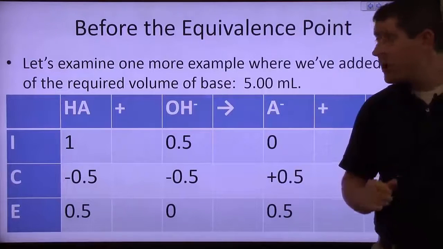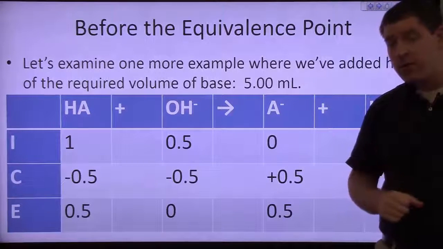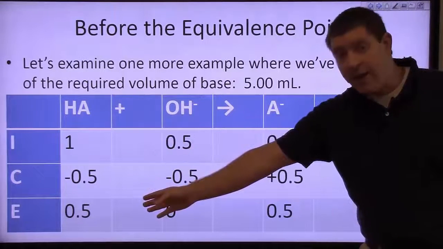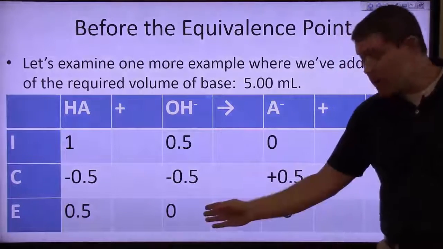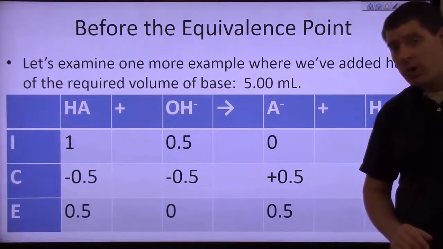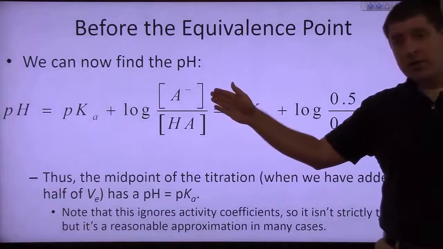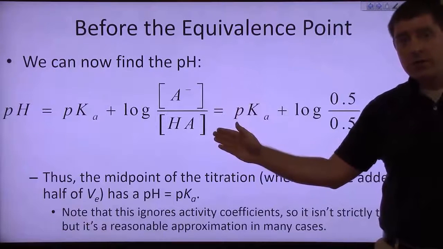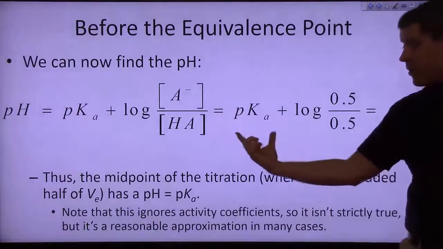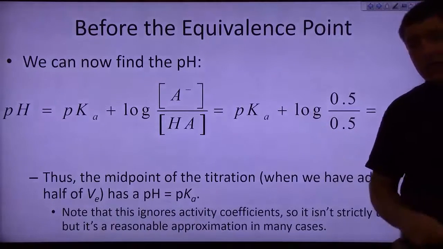Now let's examine a special case where we've added exactly half of the required volume of our base, once we've added 5 milliliters of our sodium hydroxide. In this case now, we started out with 1 HA. We now have half of it left because we reacted half of it away. We reacted away all of our hydroxide, and now we have half of our acid in the base form, in the deprotonated form. And now when we plug these values into the Henderson-Hasselbalch equation, the ratio of the concentration of base to the concentration of acid, because those concentrations are equal to one another, is equal to 1, and that means that the pH is simply equal to the pKa, because the log of 1 is 0. And so in this case, the pH would then be equal to 6.27.